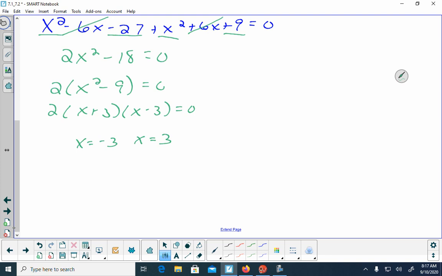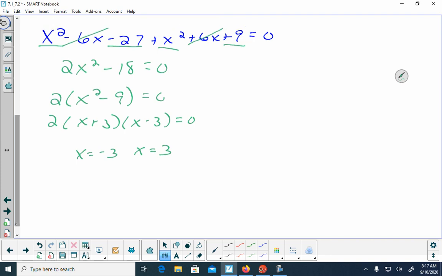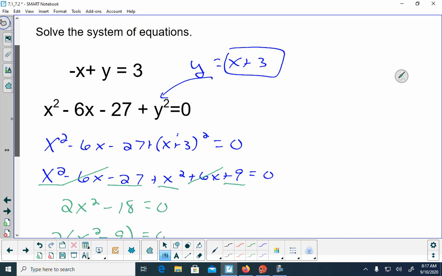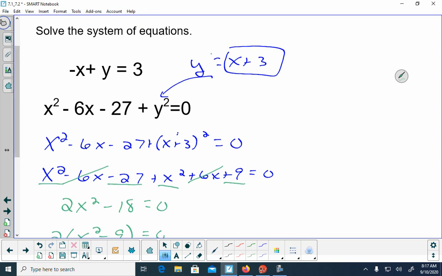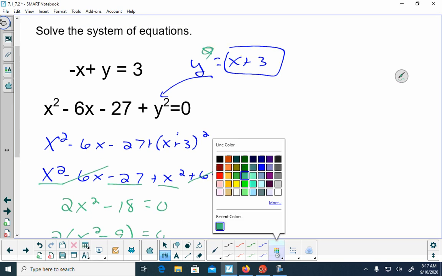So I'm going to have two places where this graph intersects. One is when x is equal to negative 3. The other one is when x is equal to a positive 3. To find the y coordinates, I'm going to take these two and substitute them back into the original equation. I'm probably going to use this equation right here because it's already solved for y, and that would be the easiest to do.